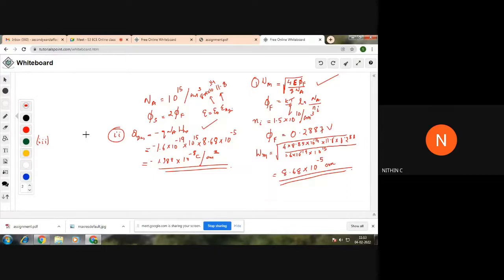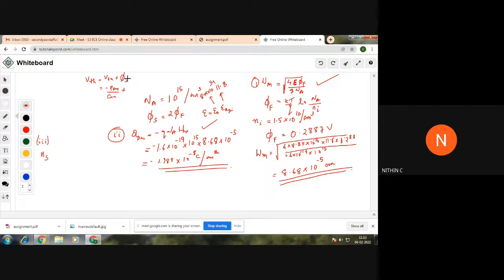The third part is also a type that we have already done. The third part is a type we did yesterday. That is the electron density ns at the surface. There is an expression for ns. We basically know the expressions in this module. VOX plus phi s, that is, VOX is minus QDM by COX plus phi s.